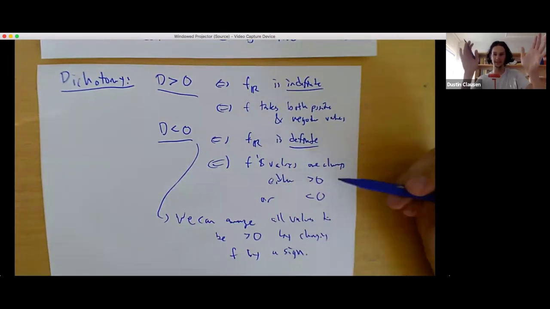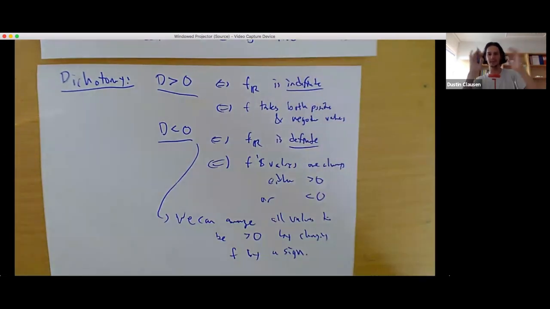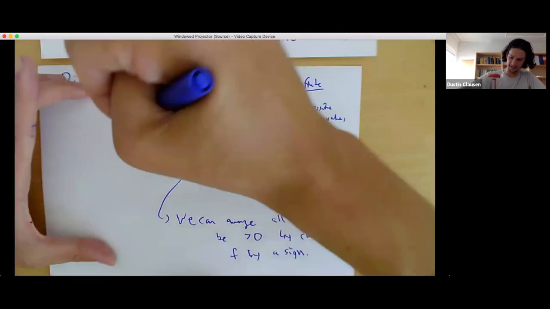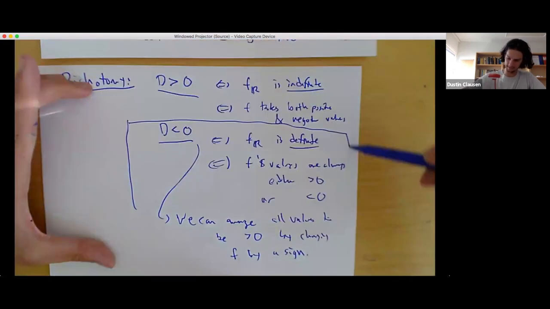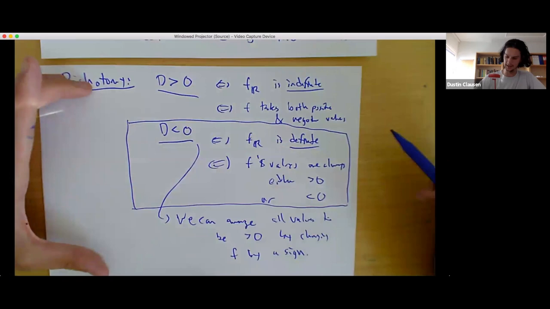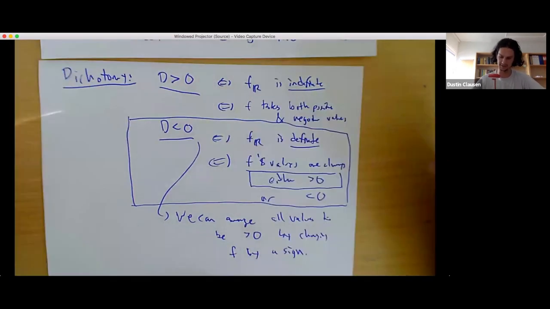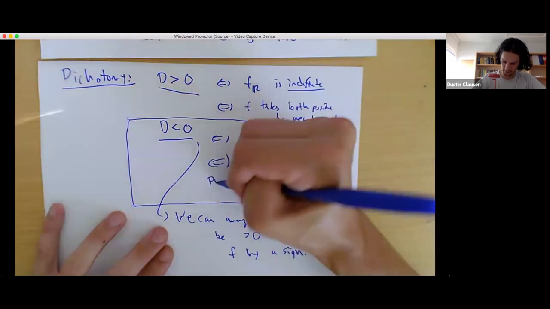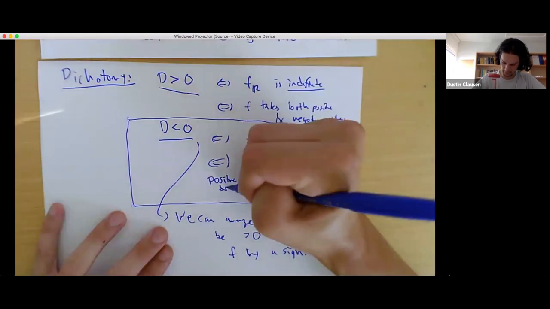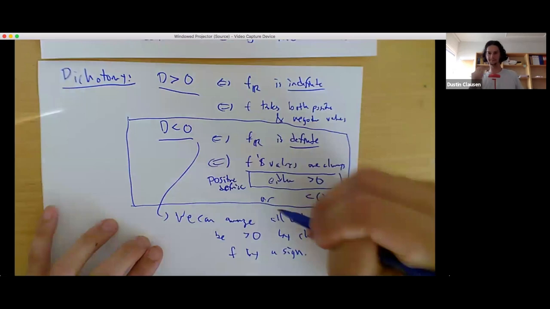Now those f and minus f are not isomorphic, right? They can't be because they take different values, but it's clear that the study of one will easily reduce to the study of the other. What I'm trying to say is we're going to focus on this case. This is the simplest case for a reason I'll explain in just a second. And we're also going to just change the sign of f to make it so-called positive definite instead of negative definite.